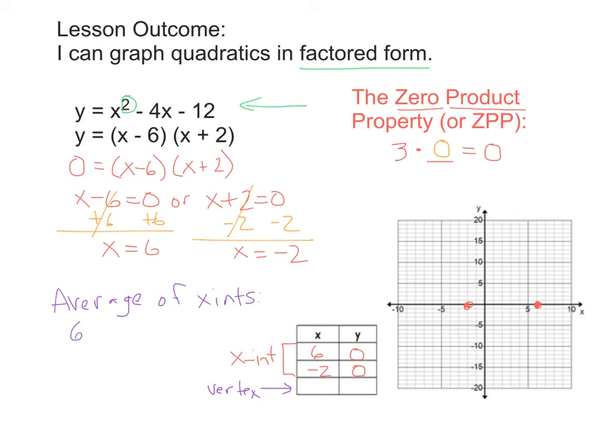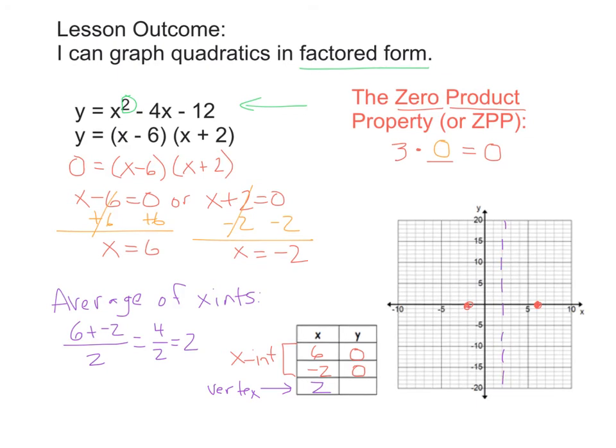We're going to take 6 plus -2, and we're going to divide that by 2. So that will be 6 plus -2 is 4, and 4 divided by 2 is 2. So we now know that our x value that's directly in between these two x-intercepts is 2. So that tells us that our line of symmetry is through x equals 2, right? So we're going to put the 2 right here.